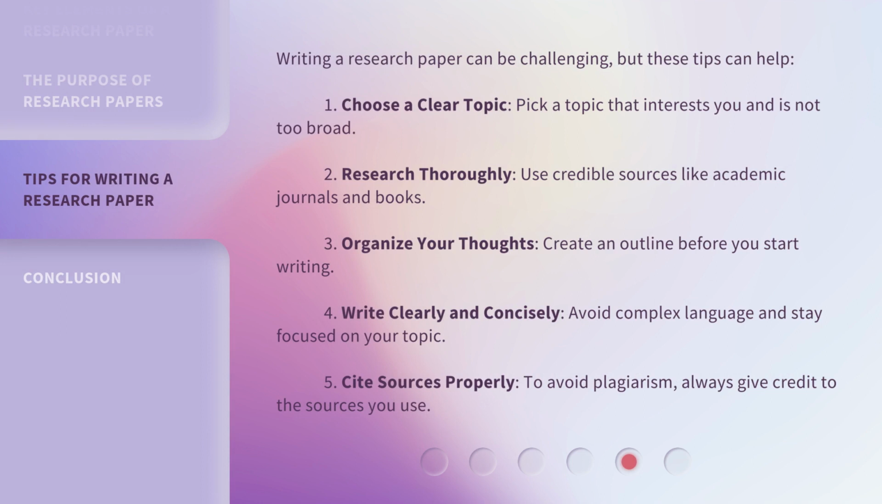Writing a research paper can be challenging, but these tips can help. 1. Choose a clear topic. Pick a topic that interests you and is not too broad. 2. Research thoroughly. Use credible sources like academic journals and books. 3. Organize your thoughts. Create an outline before you start writing.